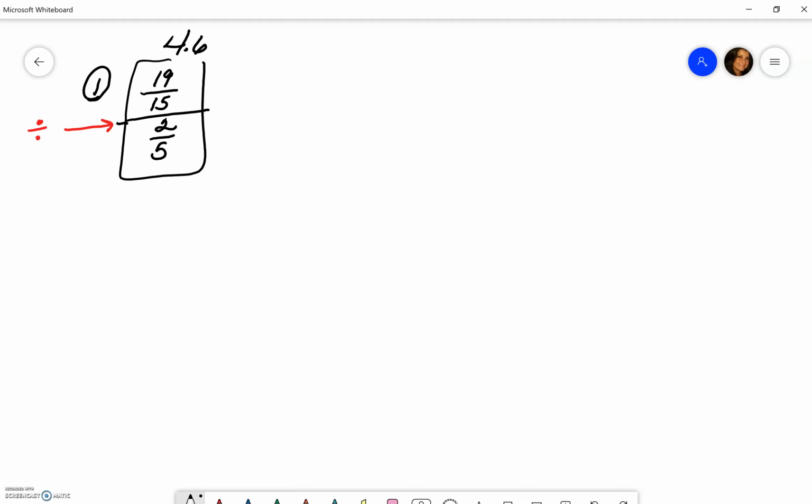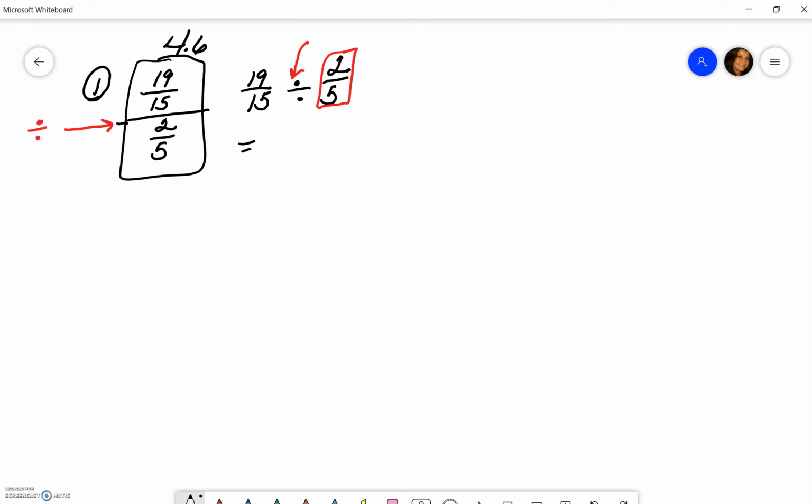So this is the original problem. That's a complex fraction. I'm just going to rewrite it as 19 over 15 divided by, representing that bar, 2 over 5. Okay, now that we write it out, we just go to our rules when it comes to dividing fractions. We know we're going to change that to multiplication, and we are going to write that as the reciprocal, and the reciprocal is 5 over 2. So let's go ahead and rewrite that.